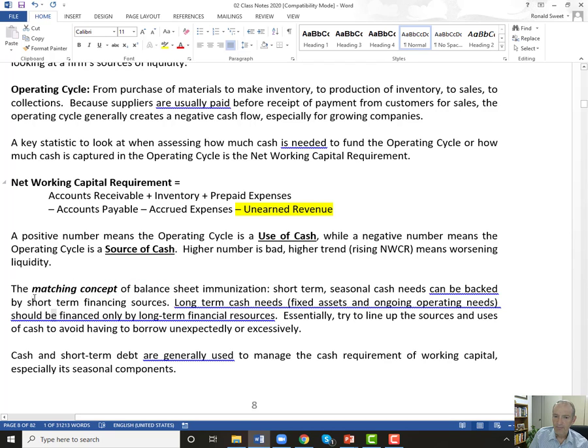Okay, but what that means is the net working capital requirement can be supported with short-term debt if it's a temporary thing. Like at year end, if you're a retail company and you have really large increases in receivables and inventory because it's during the holiday shopping season, using short-term debt for that is fine. But if this number is a positive number all year long, you should use long-term financing to manage your working capital requirement.